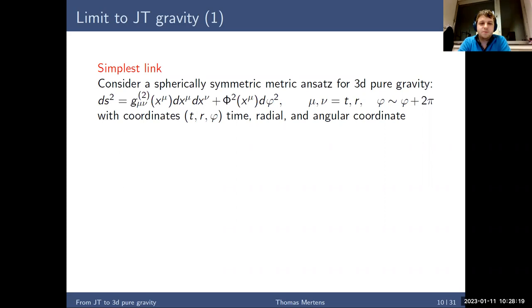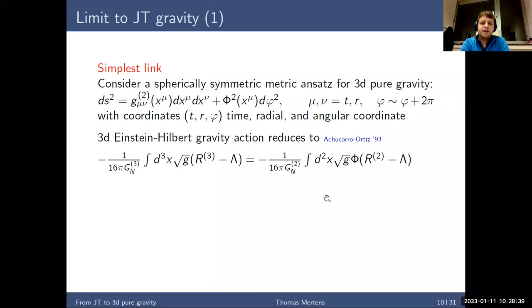And the simplest link is, again, in the metric language, just consider a spherically symmetric metric ansatz for 3D pure gravity. So I've written a 3D metric here, but that is spherically symmetric. So mu and u, I call the time and radial coordinate. And then we have this new angular coordinate in 3D, which is identified with 2 pi periodicity. Then it is an old observation that if you just plug this three-dimensional spherically symmetric ansatz in the Einstein-Hilbert action with the, well, negative cosmological constant here, you just find immediately the JT action.